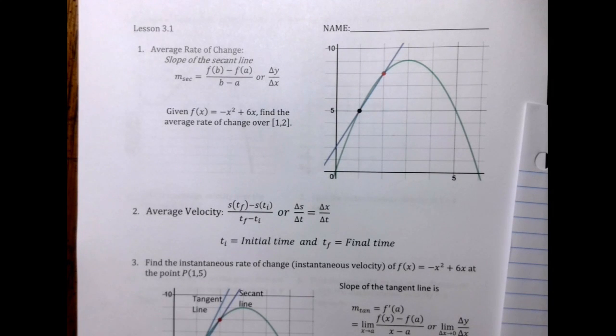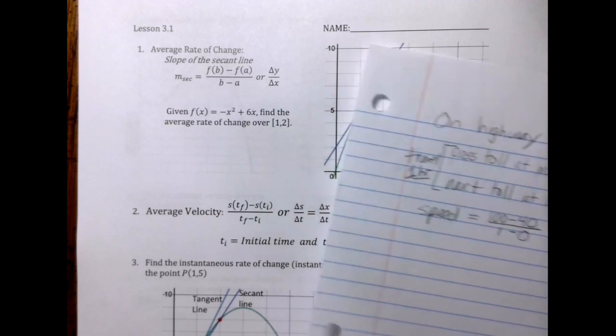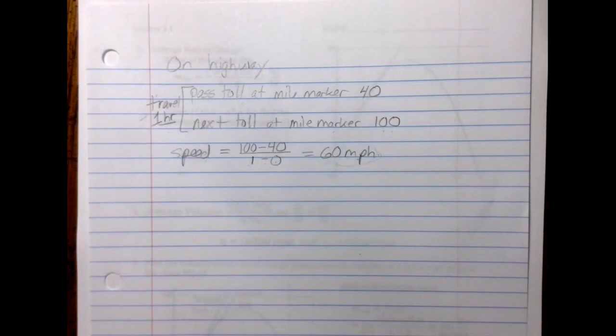Lesson 3.1, average rate of change versus instantaneous rate of change. To help start us off, I'm going to sidetrack here to just give you a real-world example.